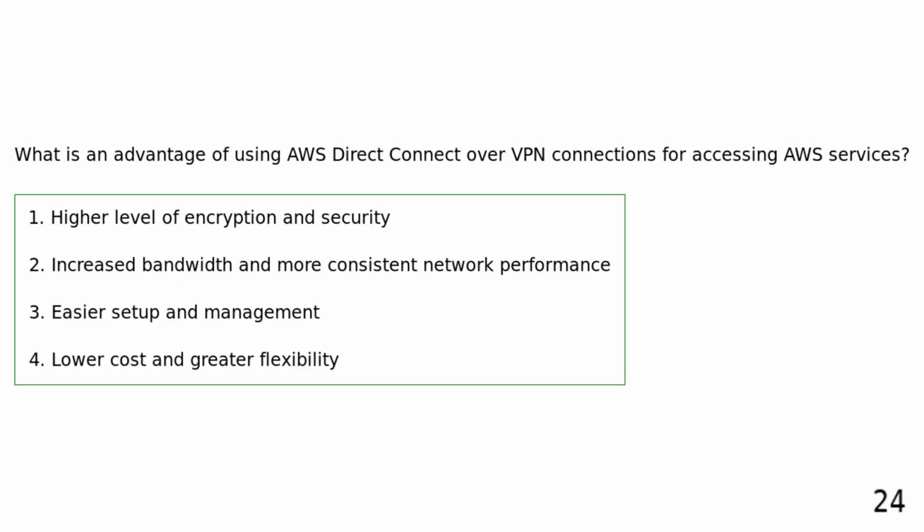What is an advantage of using AWS Direct Connect over VPN connections for accessing AWS services? Higher level of encryption and security. Increased bandwidth and more consistent network performance. Easier setup and management. Lower cost and greater flexibility.